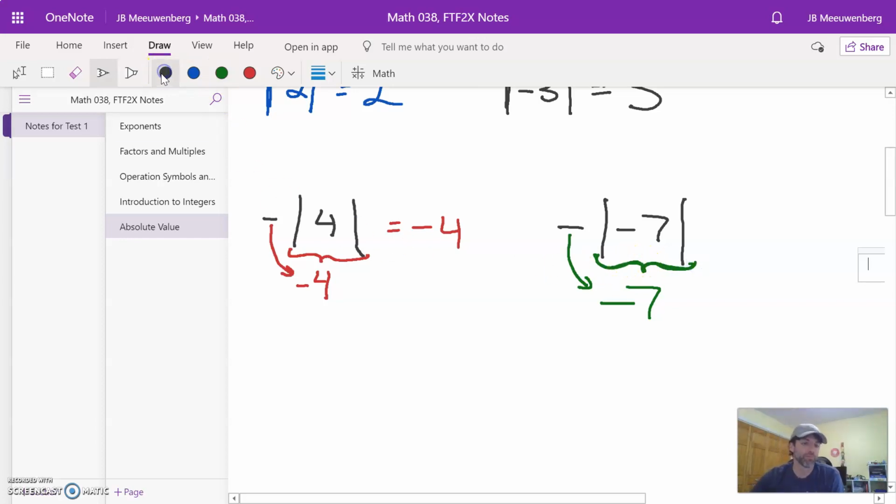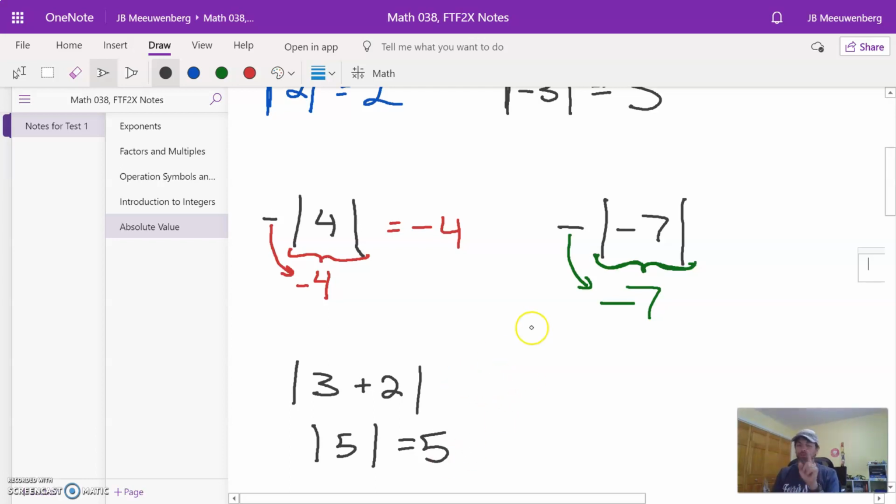One more thing you could possibly see is the absolute value of 3 plus 2, right? So there's an operation inside, and then you take the absolute value of that. And you would do the inside first, which is 5, and the absolute value of 5 is 5. So absolute value can occur within the context of a bigger problem.